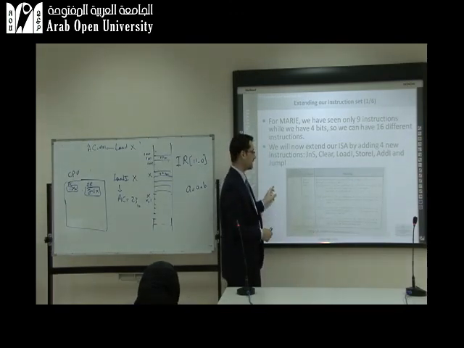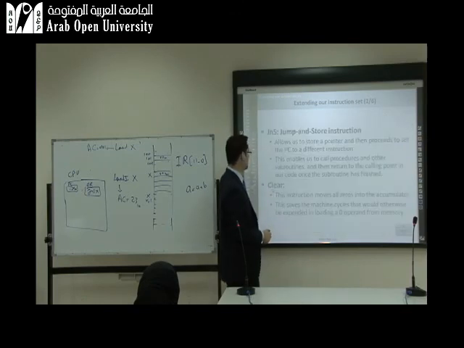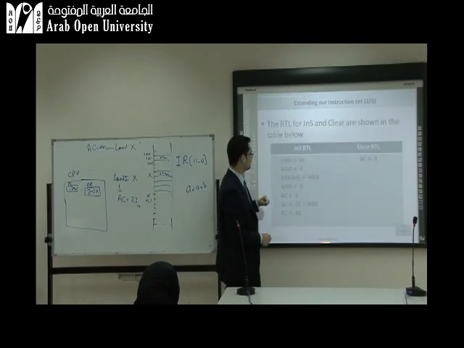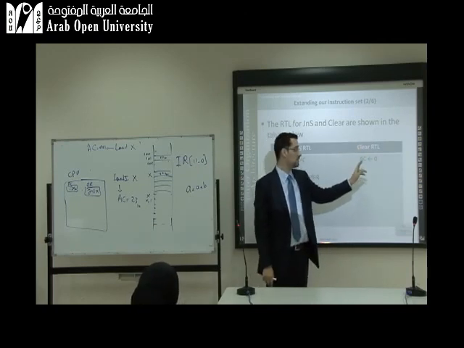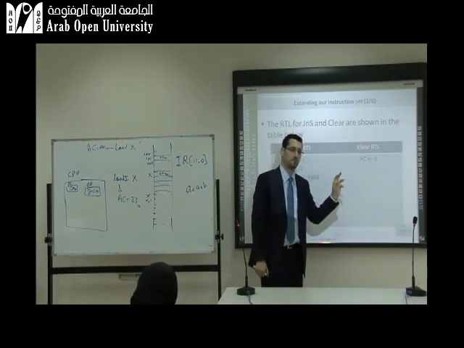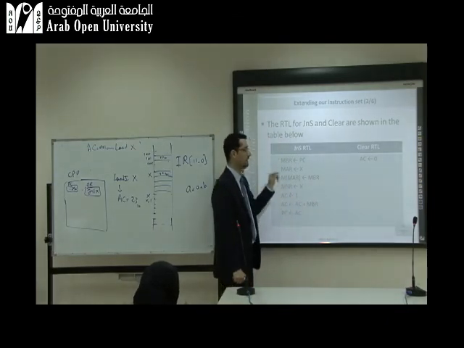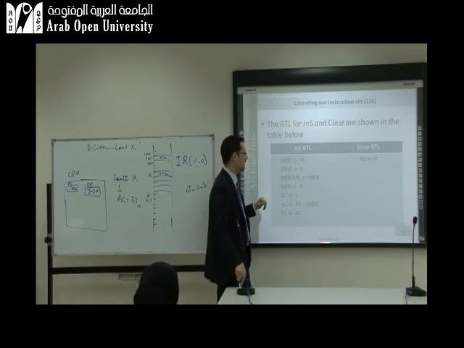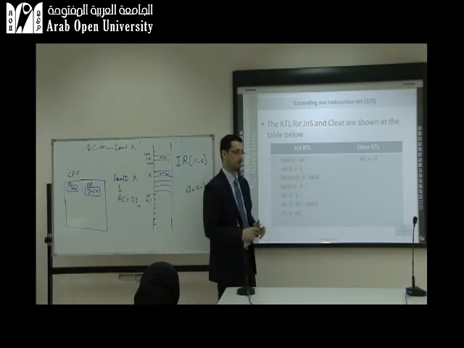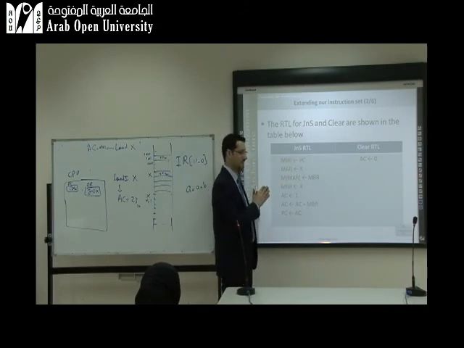Now let's go to the register transfer language for these instructions. Starting with the clear, the clear only clears the content of the accumulator, so zero in the accumulator. In fact, it will send a clear signal to the accumulator to store all zeros inside it. Now, jump and store. Jump was very simple. It only stores X inside the PC.